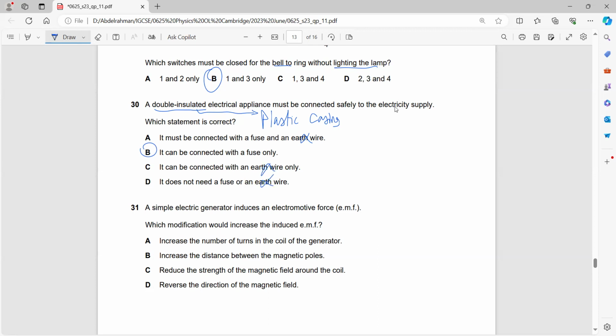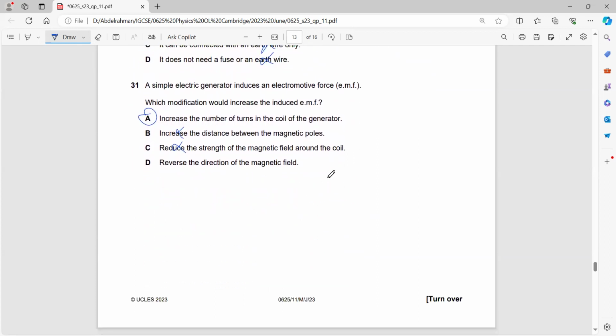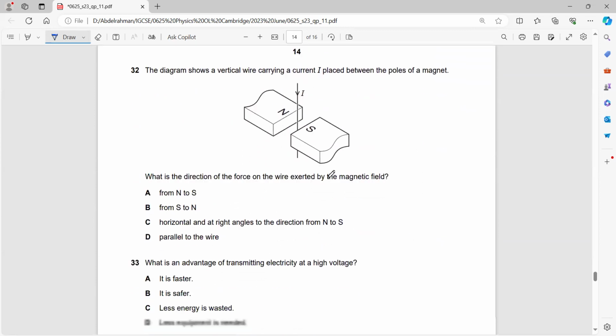A simple electrical generator induces an electromotive force, EMF. Which modification would increase the induced EMF? How can I increase the induced EMF? Basically, all I need to do is increase the number of turns. Any other answer would be wrong. Increasing the distance between the magnetic poles would reduce the strength of the magnetic field, again wrong. Reversing the direction of the magnetic field will do nothing. It will only reverse the direction of the output EMF.